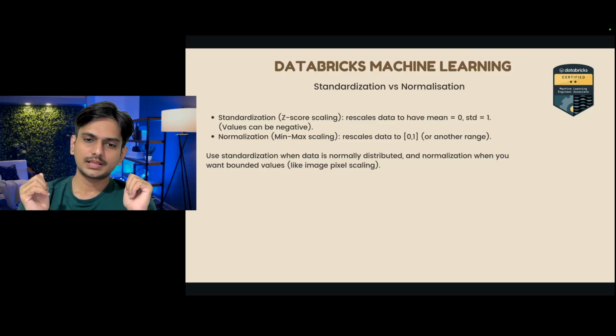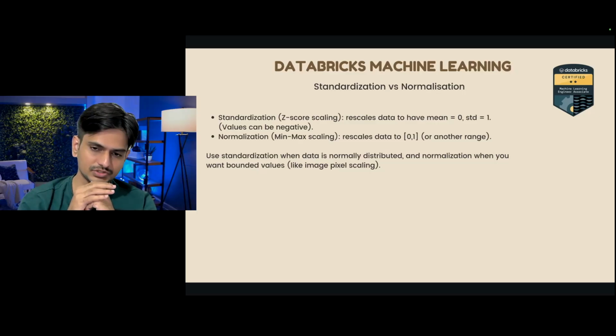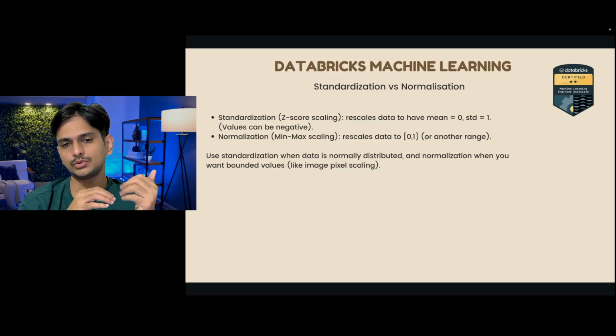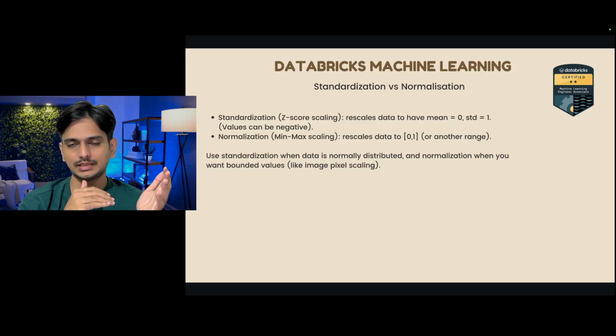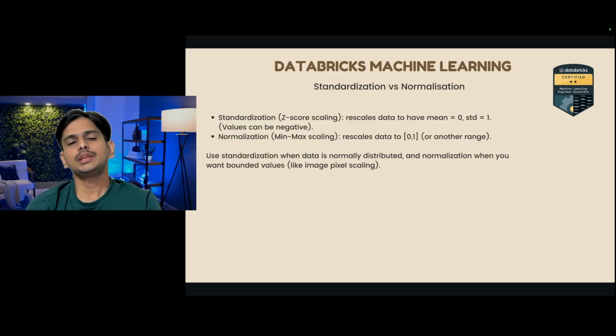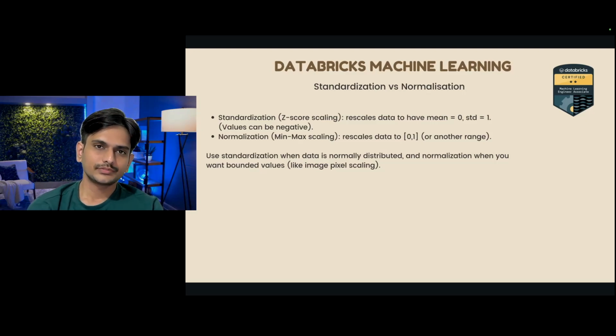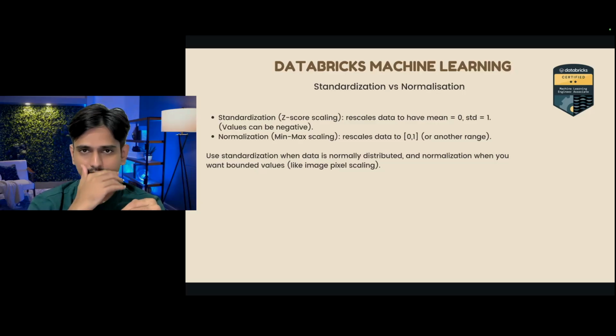Use standardization when data is normally distributed, and use normalization when you want bounded values, like image pixel scaling, etc. The main thing to notice is to always fit the scaler on training data and then apply it to test data, to avoid any data leakage. Outliers can distort the mean and standard deviation, so consider a robust scaler in such cases.